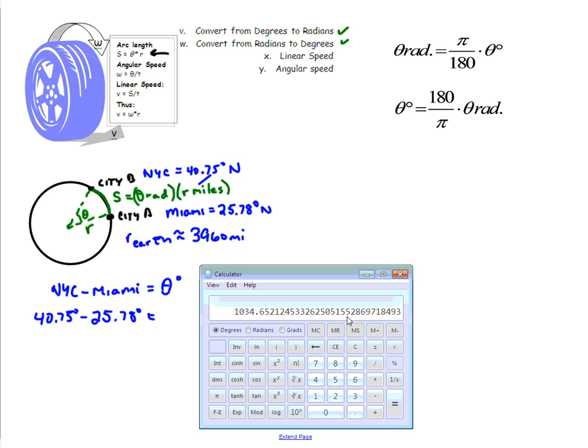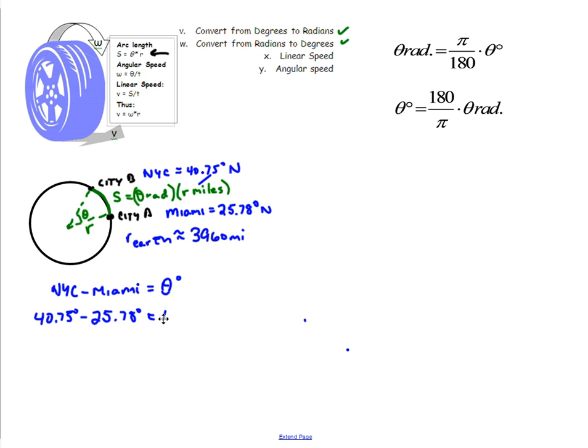So our difference right here, let me just go ahead and carry out the measure. You could probably do this by hand, but not too bad right here. We're going to take 40.75 and subtract from it 25.78, and we get a difference of 14.97 degrees. 14.97 degrees of latitude right here.